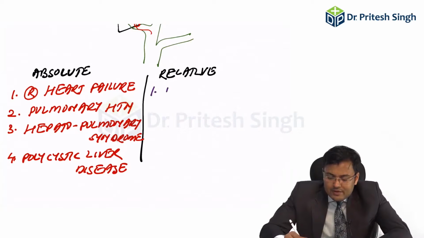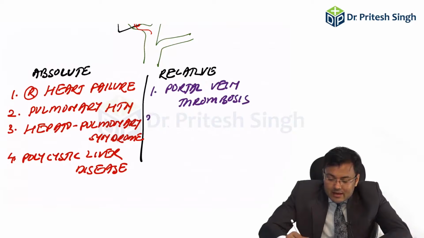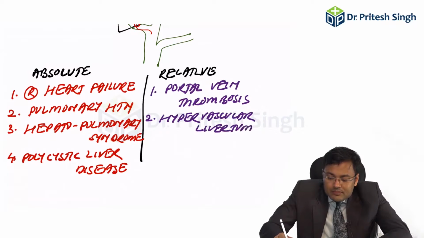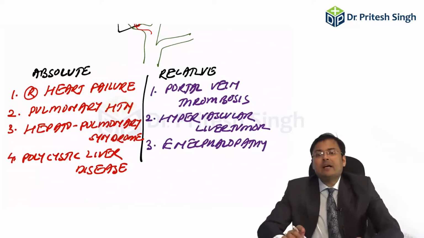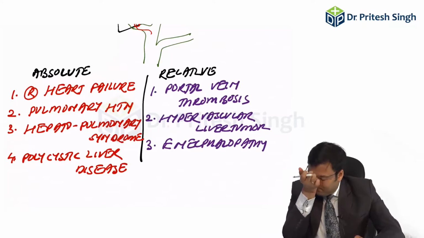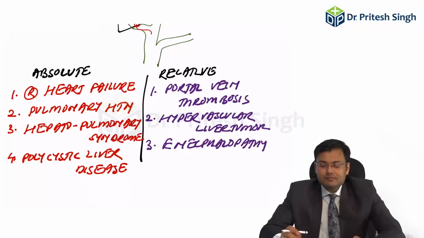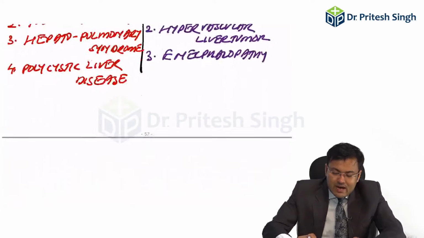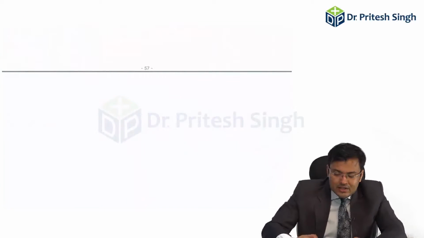Relative contraindications. First, portal vein thrombosis. Second, hypervascular liver tumor. And third, encephalopathy. These are the contraindications of TIPS. After that, indications are asked. What are the indications of TIPS?